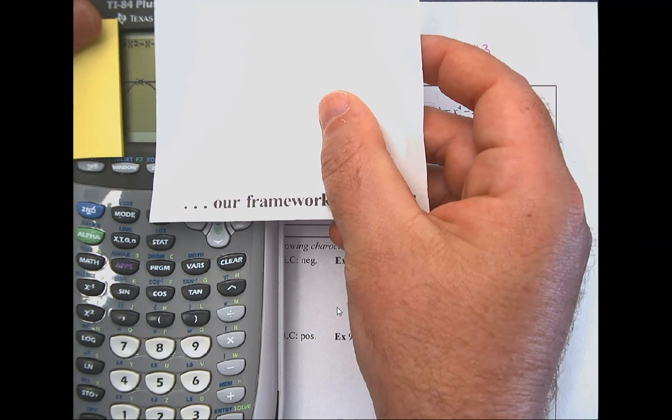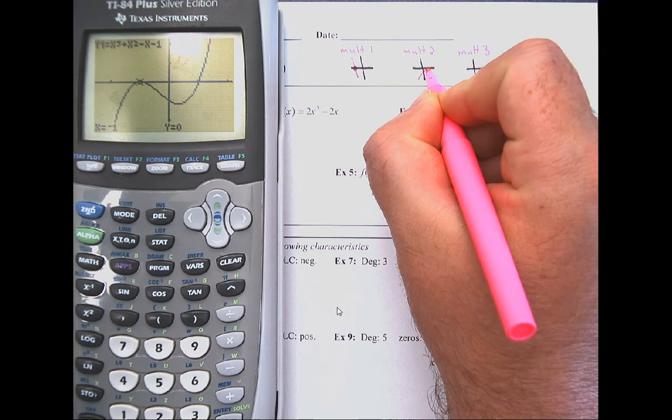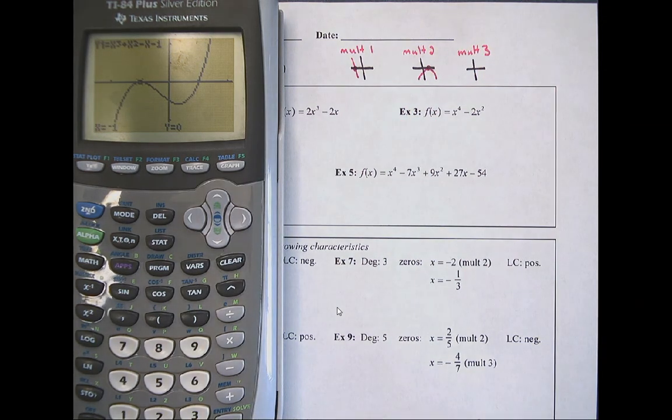It looks like a parabola. And that's what a mult2 looks like on a graph. It will come up and hit that 0 and then bounce back off. A mult2 comes up and hits the x-axis and bounces. Now maybe it comes from this direction and bounces off the top. But it does hit the x-axis, but it doesn't bust through the x-axis.